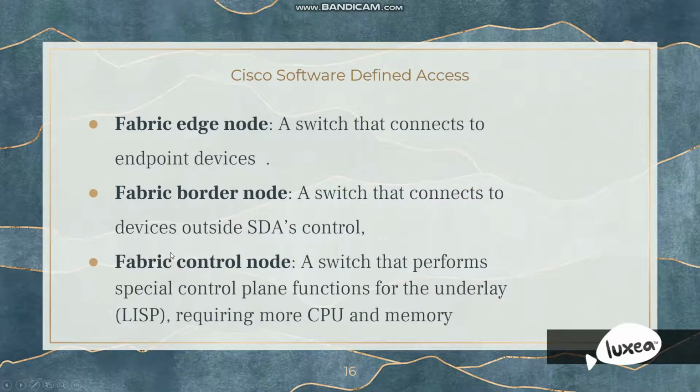Now we will see the nodes, which support hardware and software depending on the roles. Fabric edge node, a switch that connects to endpoint devices. Fabric border node, the switch that connects to devices outside SDA's control. And fabric control node, a switch that performs special control plane functions for the underlay, requiring more CPU and memory, of course.